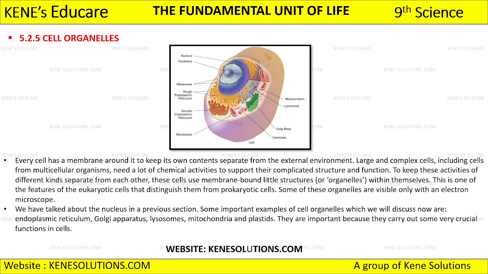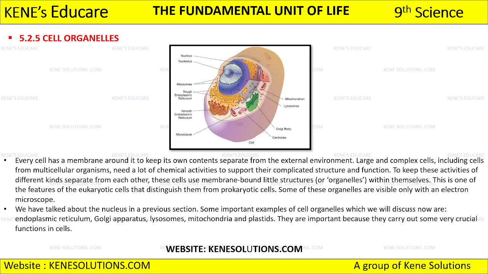Now if you remember, we have discussed this before as well, that prokaryotic cells do not have a well defined nucleus, whereas eukaryotic cells have a well defined nucleus. And there is one more difference, that prokaryotic cells do not have membrane bound cell organelles, whereas eukaryotic cells have membrane bound cell organelles present in them. So this is one of the features of eukaryotic cells that distinguish them from prokaryotic cells.